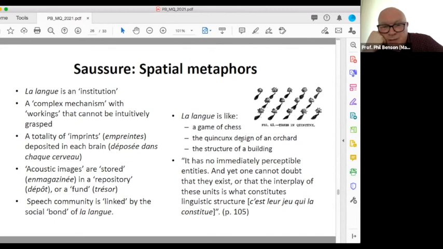And interestingly, he includes this quote in the Course. He says that language has no immediately perceptible entities, and yet one cannot doubt that they exist, or that the interplay of these units is what constitutes linguistic structure. Sorry, that's Roy Harris's translation.